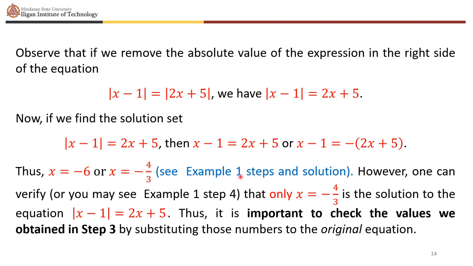You can take a look at example 1, steps and solution. However, one can verify, or you may also again see example 1, step 4, that only x equals negative 4 over 3 is the solution of the equation absolute value of x minus 1 equals 2x plus 5. So meaning to say, it is very important to check the values we obtained in step 3 by substituting those numbers to the original equation.